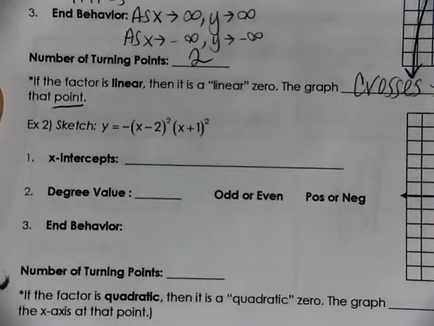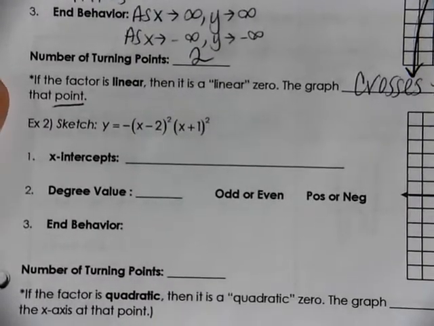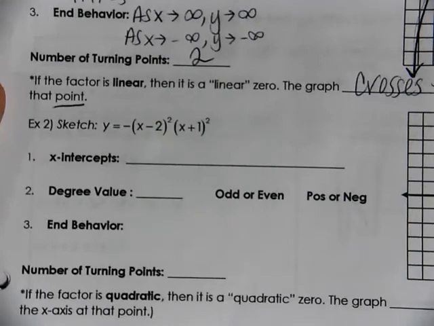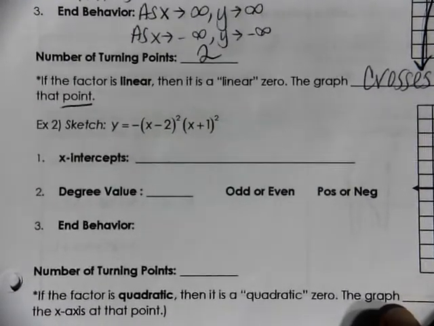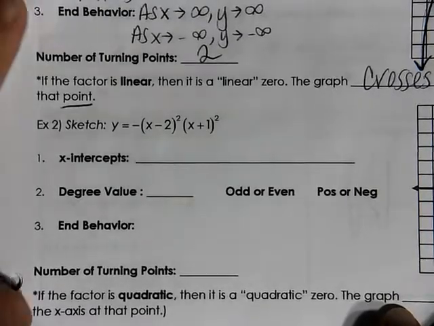For example number 2, we want to sketch y equals negative (x minus 2) squared times (x plus 1) squared. So the first thing that we're going to do is go ahead and identify the x-intercepts.